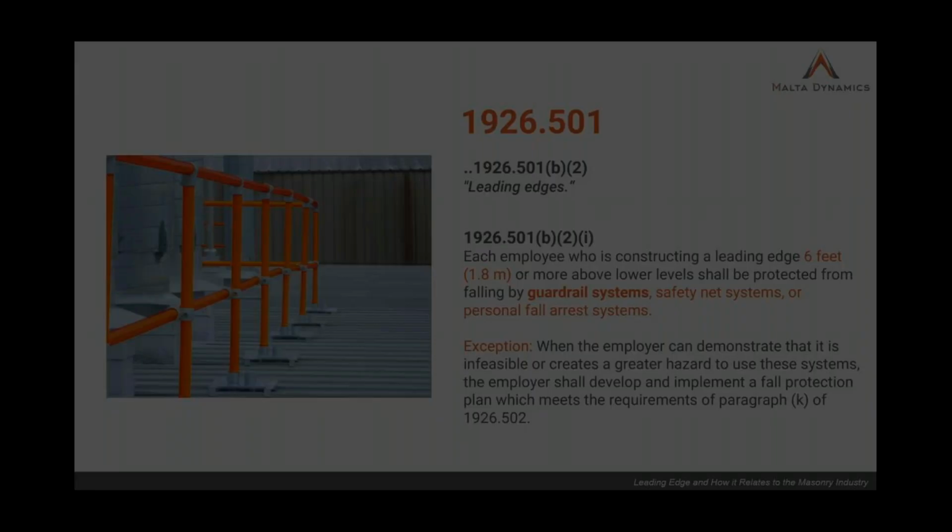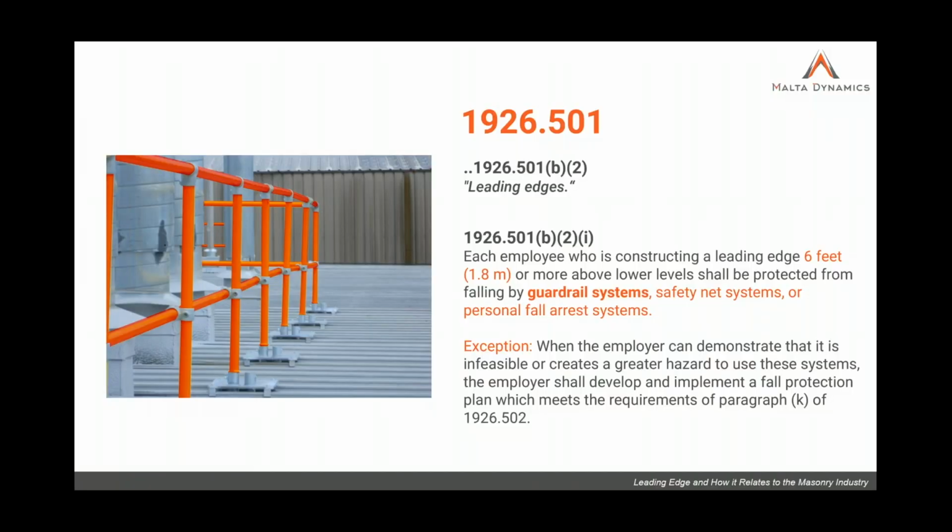Now let's talk for a second about what OSHA says. This is 1926.501. Each employee who is constructing a leading edge 6 feet or more above lower levels shall be protected from falling by guardrails, safety net systems, or personal fall arrest systems. Here's the exception. When the employer can demonstrate that it is infeasible or creates a greater hazard to use these systems, the employer shall develop and implement a fall protection plan which meets the requirements of paragraph K of 1926.502. So, exceptions in feasibility.